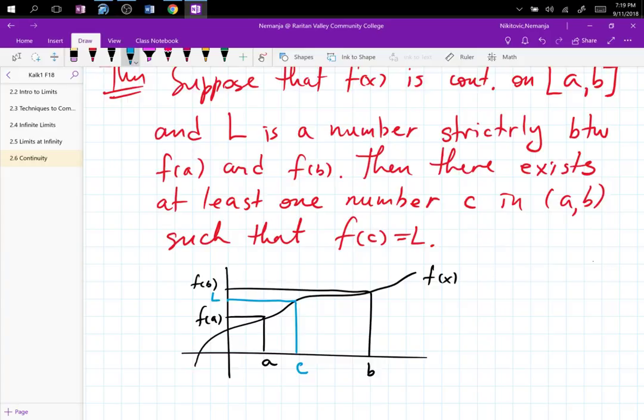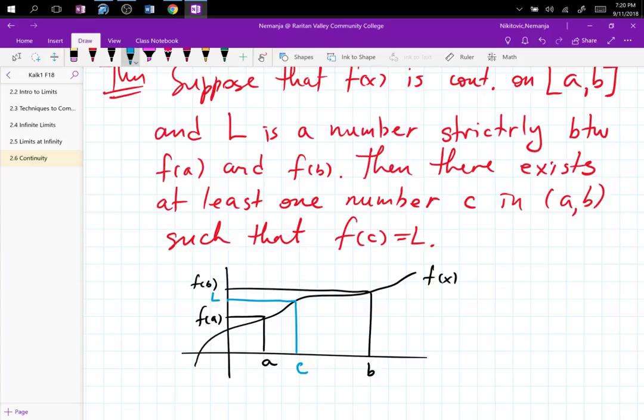Suppose that function is continuous. We see it, right? And it's continuous on the interval between A and B, including the endpoints. And then those A and B give rise to f of A and f of B. So now we say let number L be strictly in between f of A and f of B. So it's somewhere in between. Anywhere.